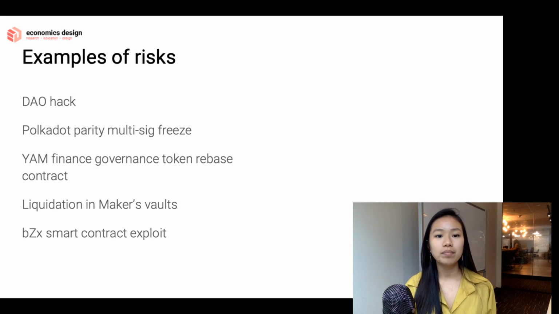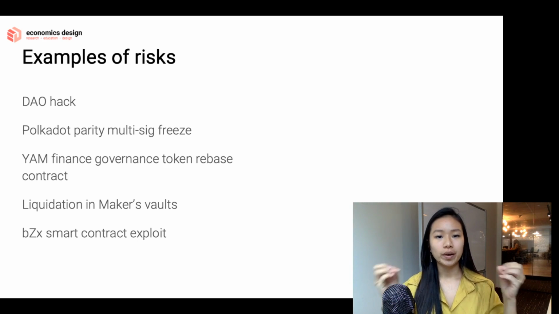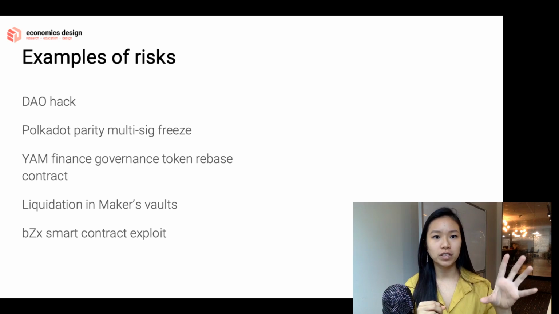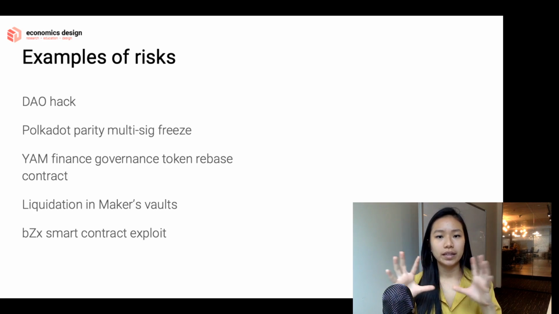The other one is the Yam Finance governance token rebase contract. If you remember a few months ago, it's been so fast, there was this entire hype of the Yam token. What they did was to combine YFI and Ampleforth, so you have the governance of YFI plus the rebasing of Ampleforth. Very interesting topic. You should check it out. They put them together to create this Yam token.